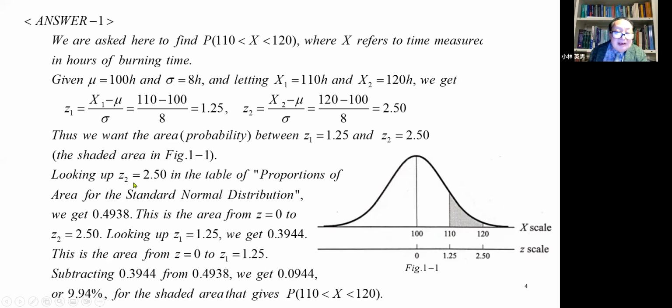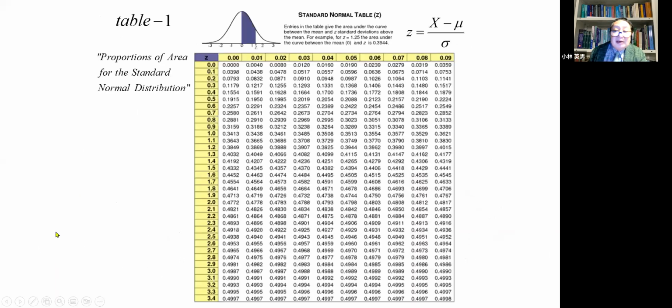So looking up Z2 2.50 in the table of proportions of area for the standard normal distribution. This table is on the next page. I listed it here. We use this one, the standard normal distribution table. And this probability is given from the center value to a certain area.